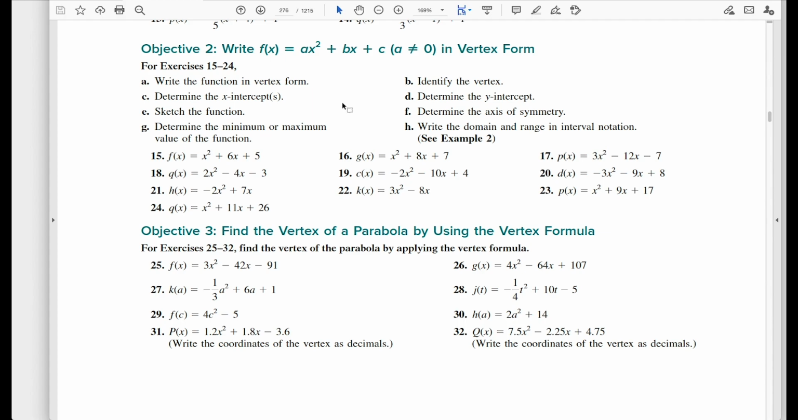Let's do one more problem where we have to write a quadratic function in vertex form. So in other words, to complete the square, right? And let's do number 22. So we have k of x is equal to 3x squared minus 8x. I'm gonna only do part A because for the rest we've done it 3 times by now, right? So I'm gonna just do part A for number 22.